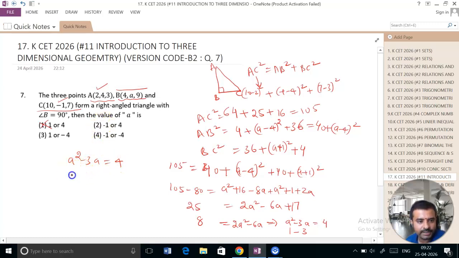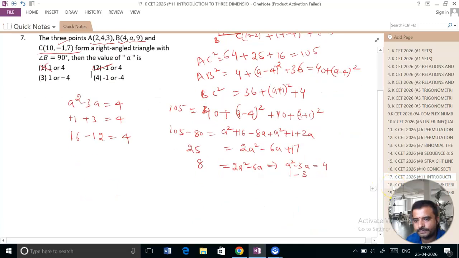Option 2: minus 1 becomes plus 1, minus of minus becomes plus 3, so it is 4, so minus 1 will be satisfied. We have one more, minus 4; we have to take either it is 4 or minus 4. So 4 square is 16, minus 4 threes are 12, it is 4, so option 2 is the right answer. Option 2 is the right answer for question number 7, KCET 2025.